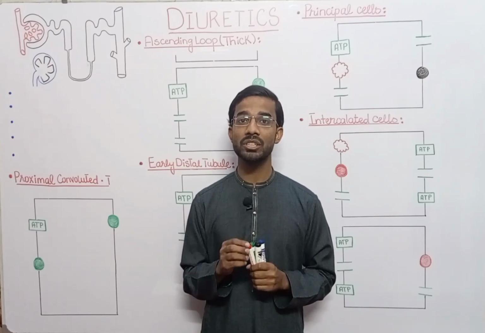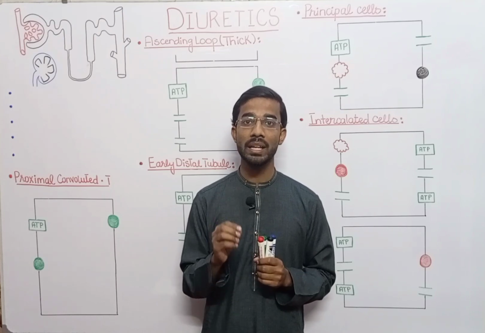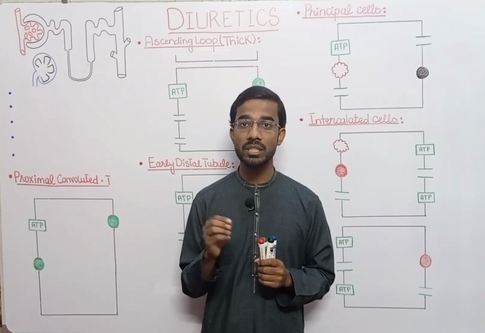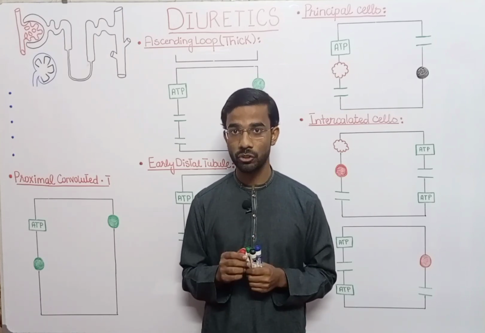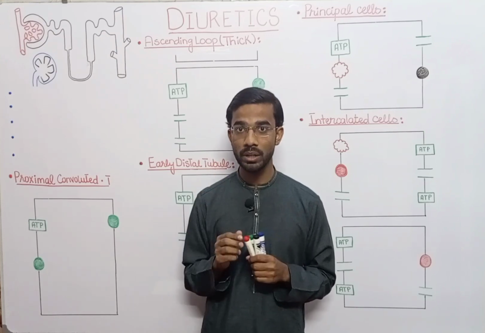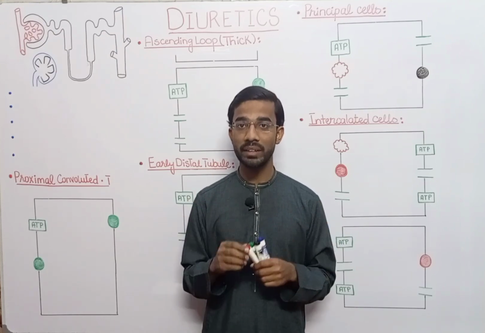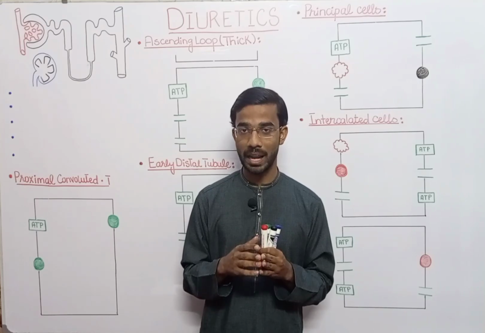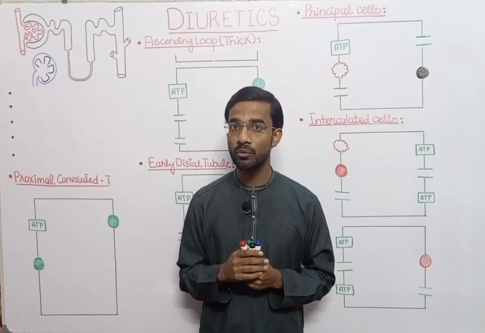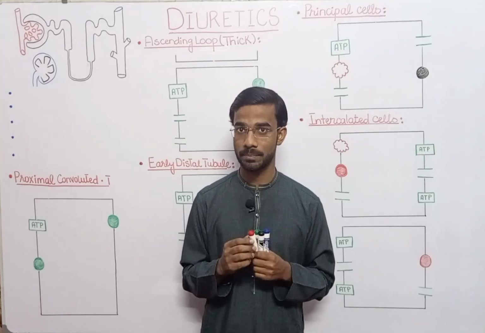Diuretics actually work as follows: when we increase the concentration of the different electrolytes in the nephron, then water will be retained with these electrolytes and automatically the volume of the urine will increase.